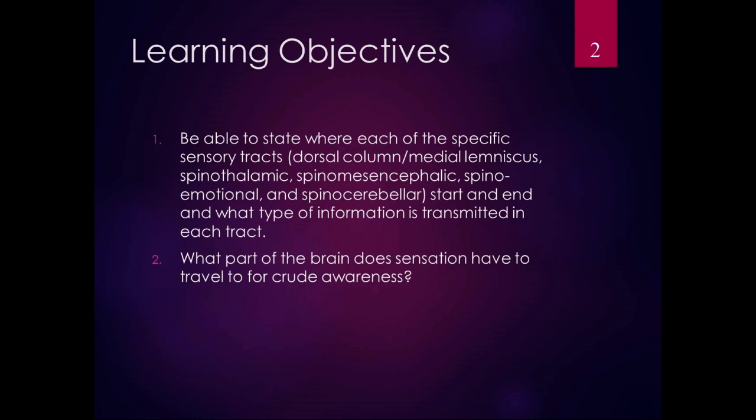So for this particular PowerPoint, the learning objectives that apply to it are to be able to state where each of the specific sensory tracts start and end, and what type of information is transmitted in each tract. So we talked about overall the conscious, divergent, and non-conscious relay tracts, and now we're going to talk about the individual tracts within those tracts. And then what part of the brain does sensation have to travel to for crude awareness? So important learning objectives.